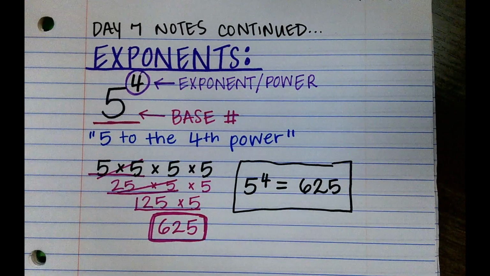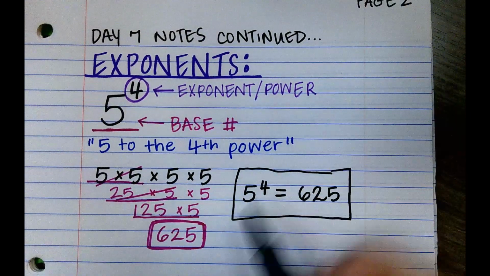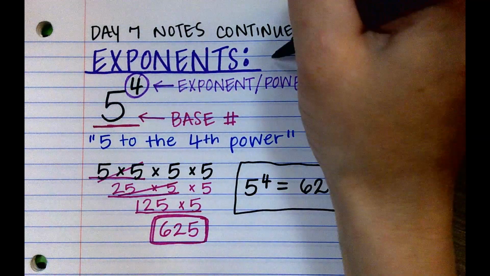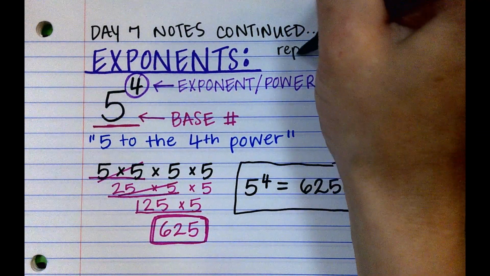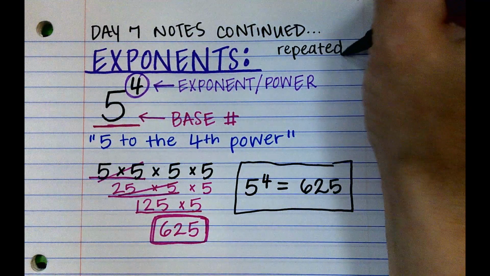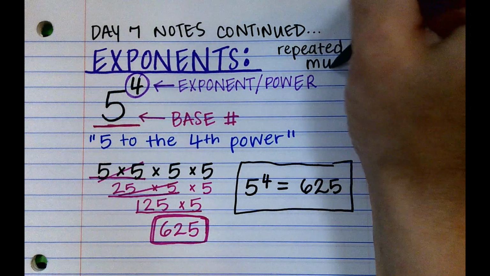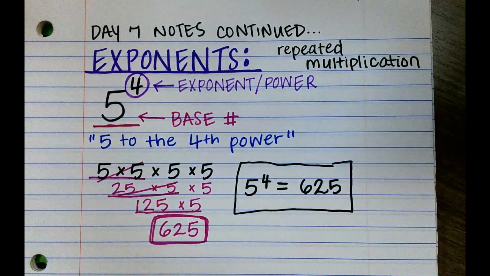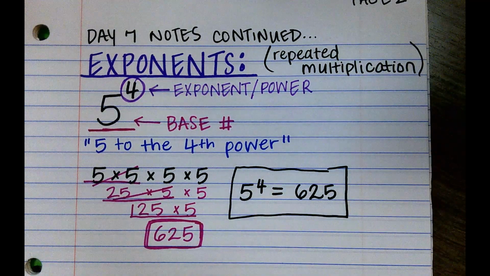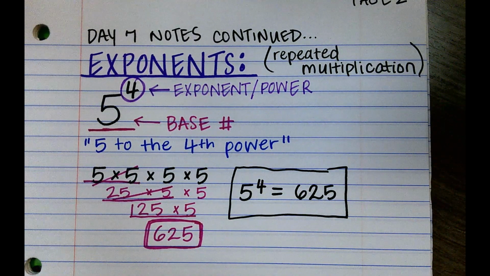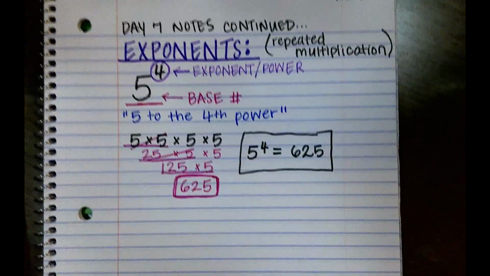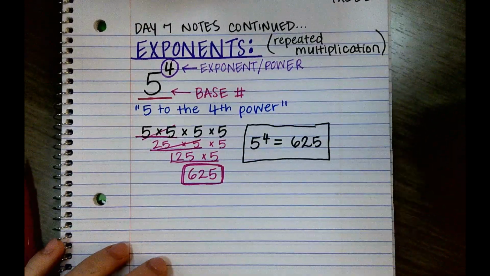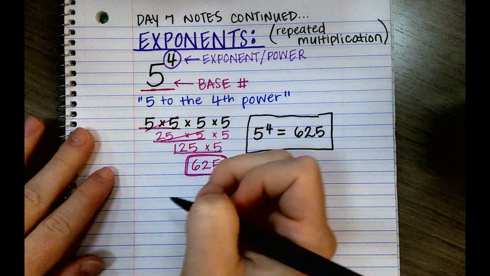So let's do some examples of this. Actually, hang on. Before we do that, I'm going to write out to the side, just so that we don't forget, exponents are a form of multiplication. So I'm going to write repeated multiplication as a side note. And it's always multiplication. Below here, we're going to write out some examples. And after we practice a few of these, I'm going to show you a shortcut to find these answers.